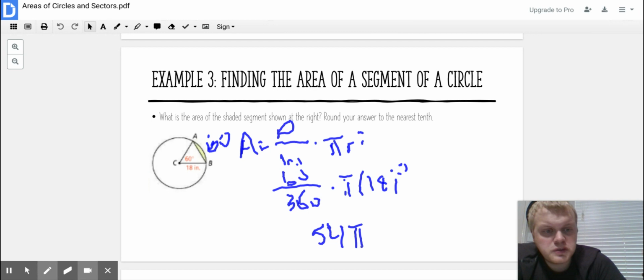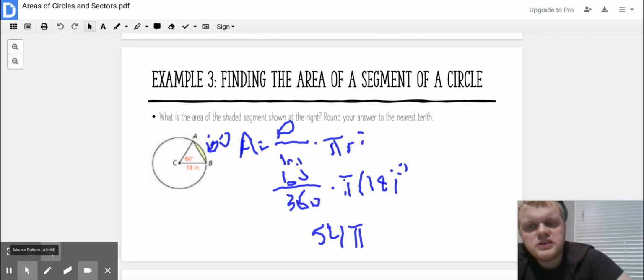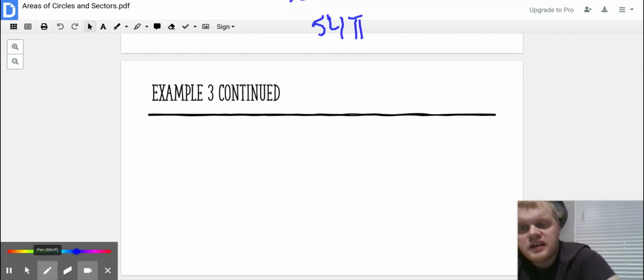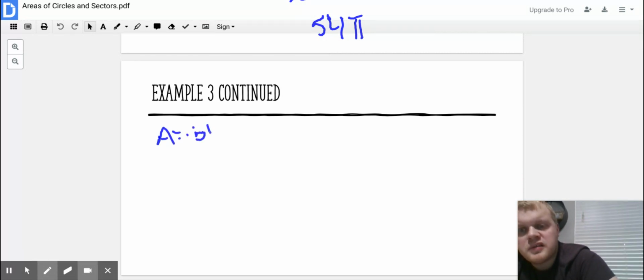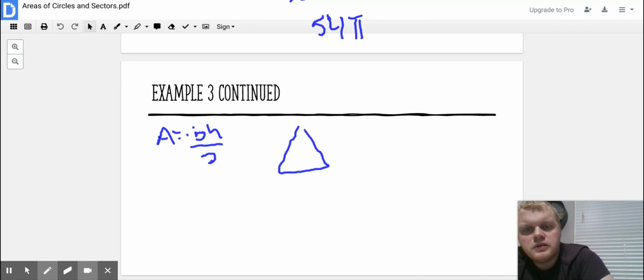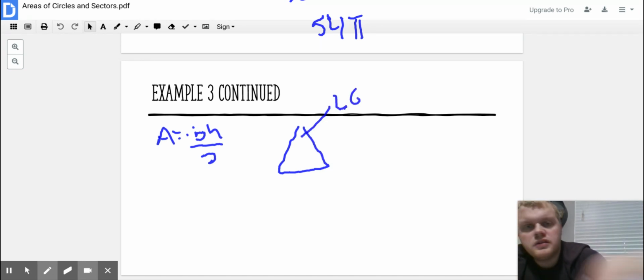So we've got the first part done, the area of the sector. Now the second part we need to find is the area of a triangle. So I'm going to move down to the next page here, but we're still looking at the same problem. Okay, so area of a triangle, that is A equals base times height divided by 2. Okay, so we know we had a triangle here. So here was our triangle where the angle was 60 degrees.